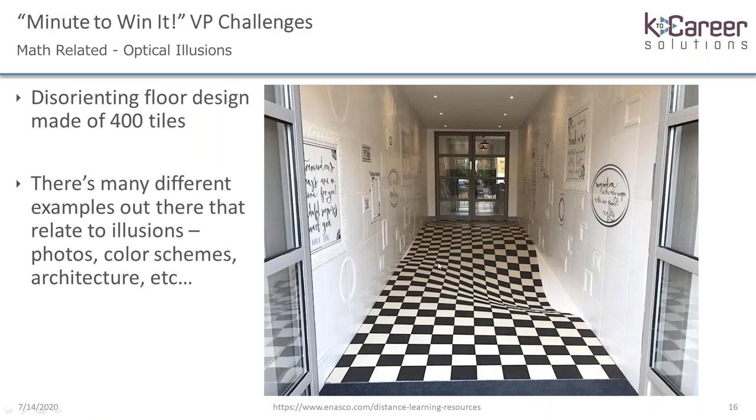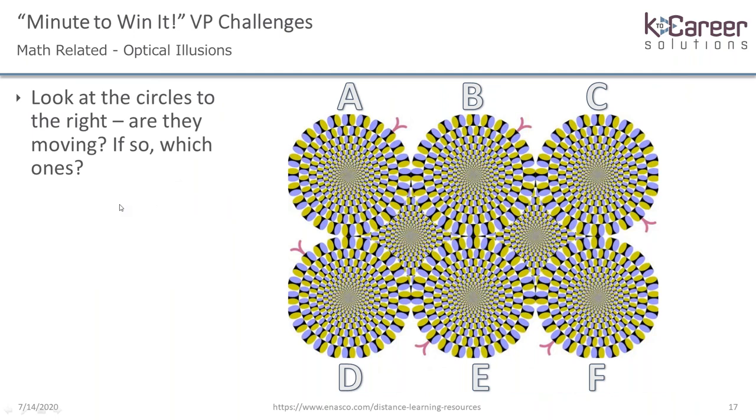Also, look at the circles to the right. Are they moving? If so, which ones? I'll give you about 10 seconds to look and see, what do you think? All right, let's see if anybody has some answers to see if they think, is it A, is it B, C, D, E, F, any combinations, all of them? I kind of want to see what you think.